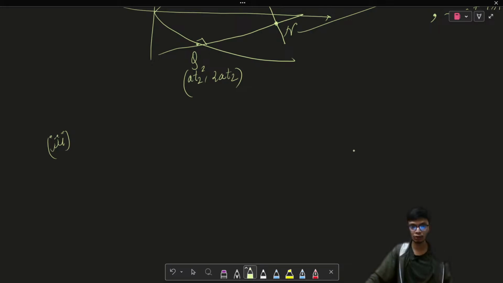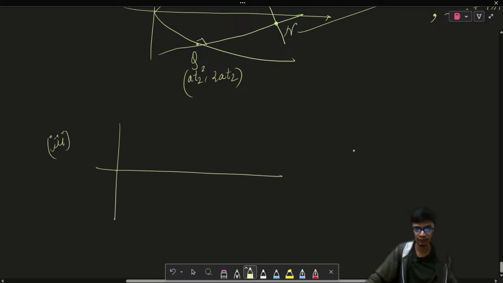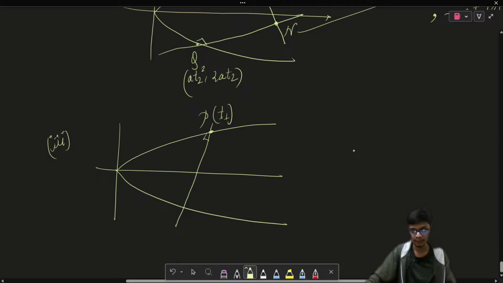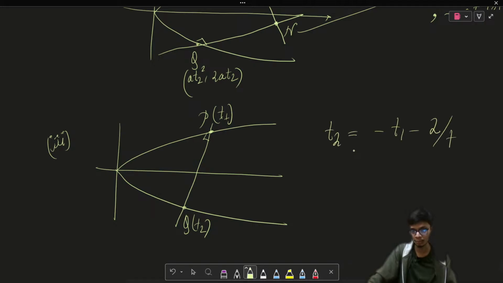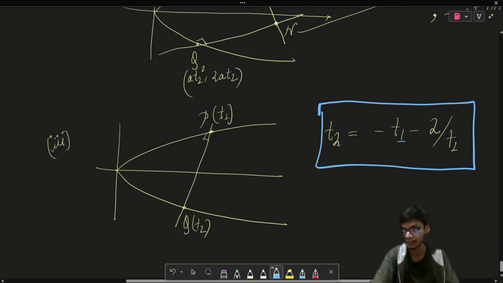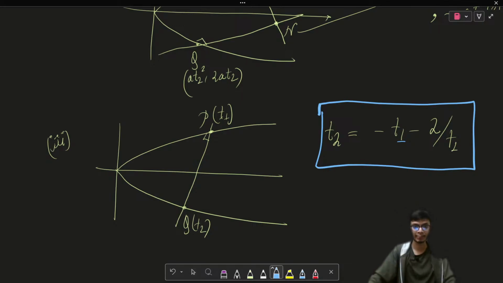So the third property of the normal says that if I draw a normal to a parabola at a point whose parameter is t1, say at point P, it will meet the parabola again at a point Q whose parameter is t2, and then I can write t2 as minus t1 minus 2 upon t1. So this is how I can write the point where the normal intersects the curve again, with t2 given in terms of t1. Now this is a very interesting result, and I can show you how we can approach it. It's very simple.